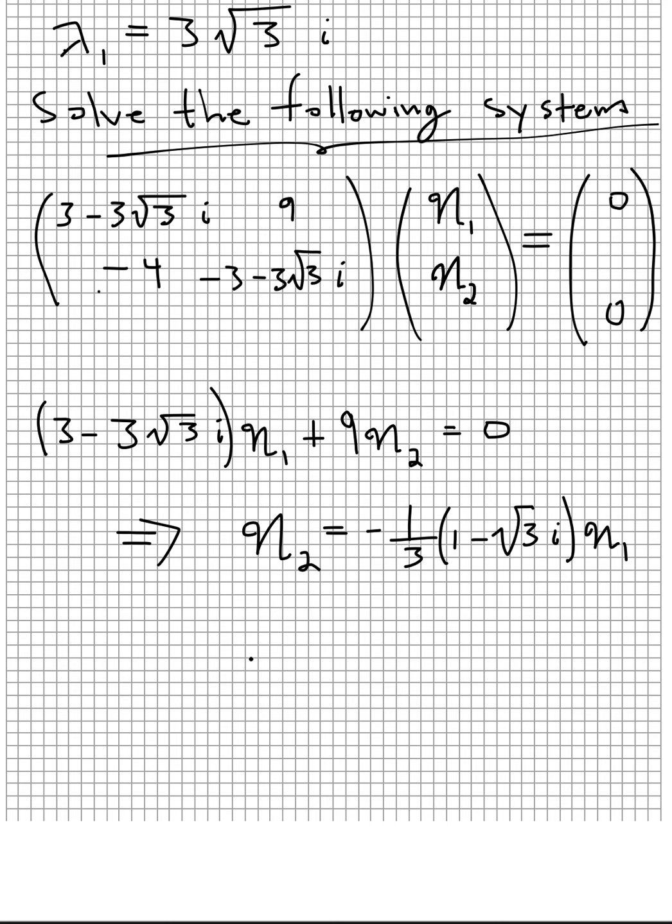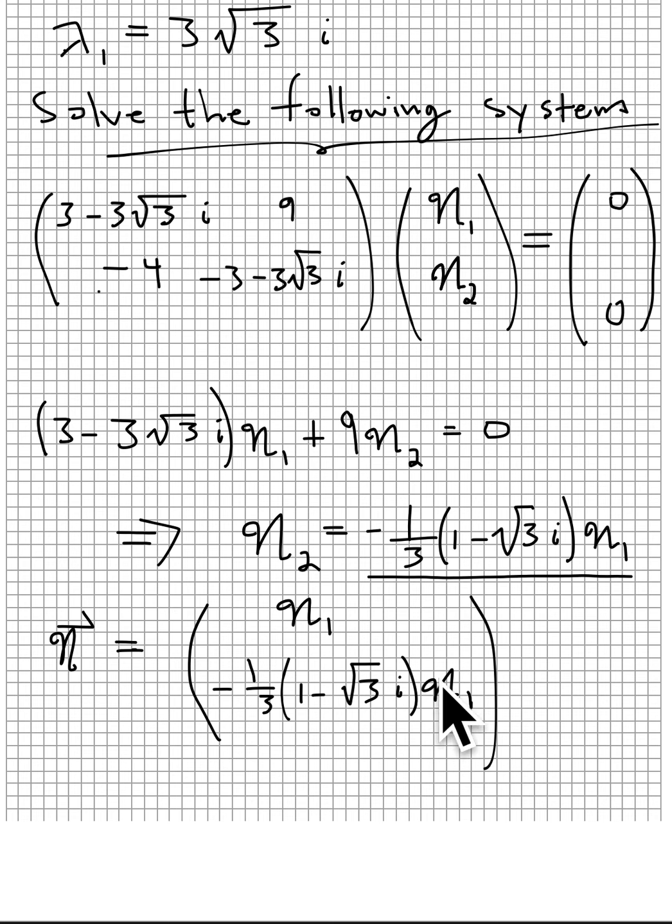And therefore, we can get our first eigenvector. So nu is going to equal nu1, all right? And then what do we get for nu2 in terms of nu1? You can see it here. Nu2 equals minus 1/3 times 1 minus the square root of 3 times i times nu1, okay? So that's exactly what we place here. We get minus 1/3 times 1 minus the square root of 3 times i times nu1. And there we have it.